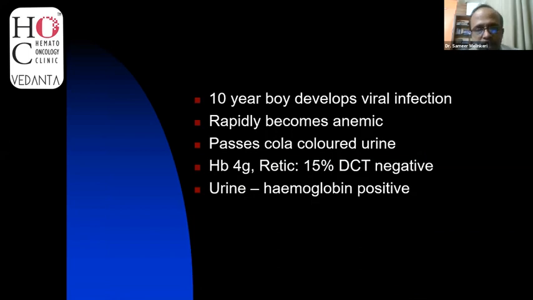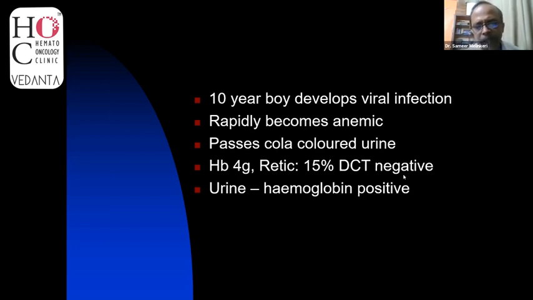Okay, the next case. This is a 10-year-old boy who develops a viral infection, and subsequent to that, he suddenly becomes anemic, and he passes cola-colored urine. His hemoglobin is 4 grams, the retic count is 15%, and the DCT is negative. Reticulocytes are precursors to the red blood cells, and in any condition where there is peripheral hemolysis and the marrow is functioning normally, reticulocytosis will be there. The retics will increase, but that's a clear indicator of hemolytic anemia.